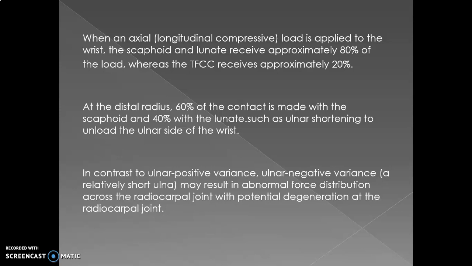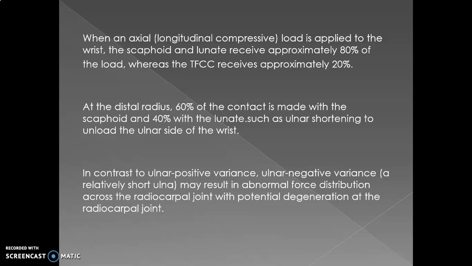In contrast to ulnar positive variance, ulnar negative variance, a relatively short ulna, may result in abnormal force distribution across the radiocarpal joint with potential degeneration at the radiocarpal joint. So why did we study? We already studied the ulnar positive variance and negative variance. So relatively, a smaller ulna will create, what will it create? A shorter ulna may result in abnormal force distribution across the radiocarpal joint with potential degeneration.